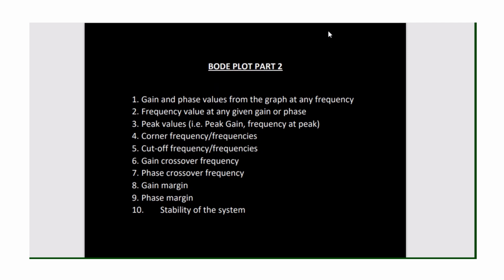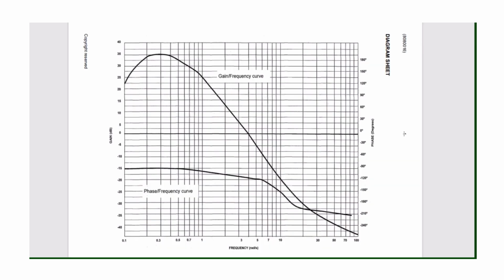For example, if I go back to this graph, if I'm looking for a peak gain, you see peak gain will be somewhere there where my cursor is. So my peak gain will be somewhere around 35 decibels.